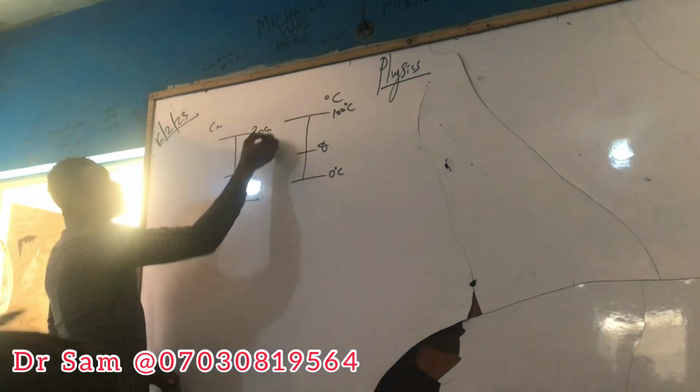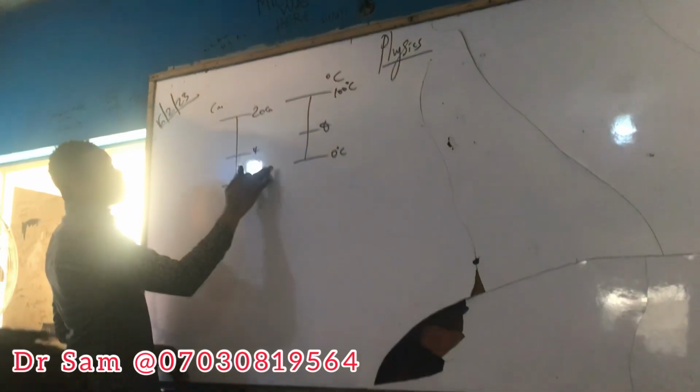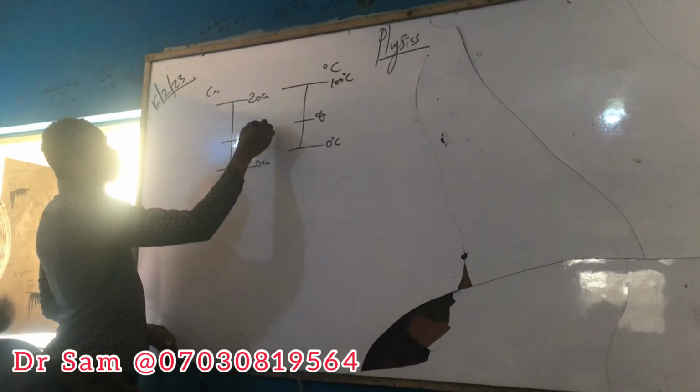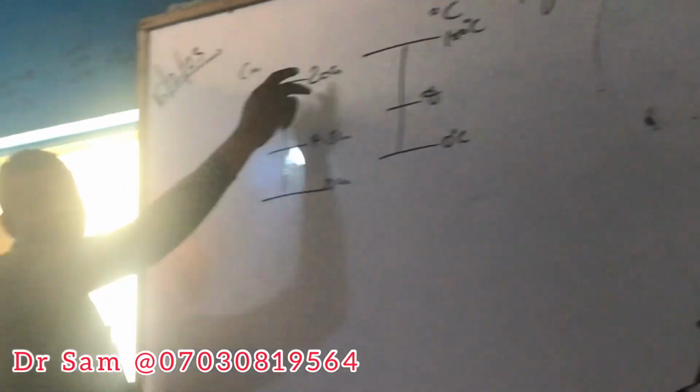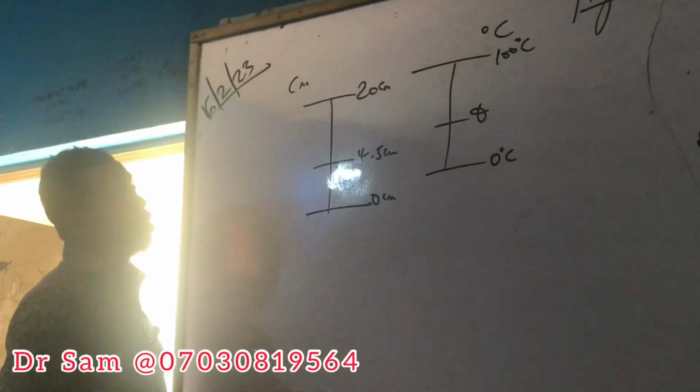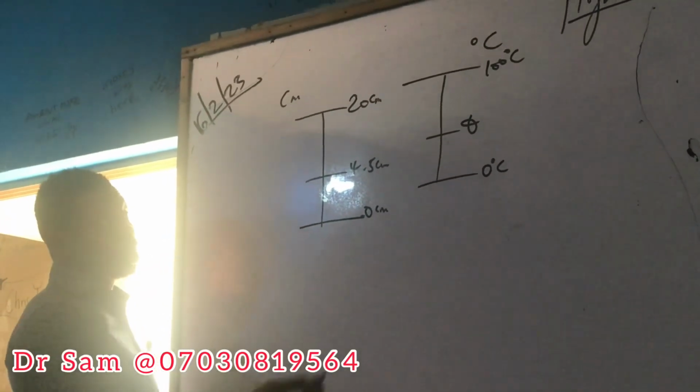So this is 20 centimeters, 0 and 4.5 centimeter. So the distance between this is 20. All right. So from the normal story now, we know what to do.